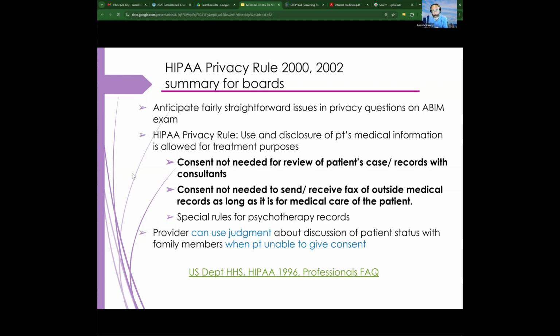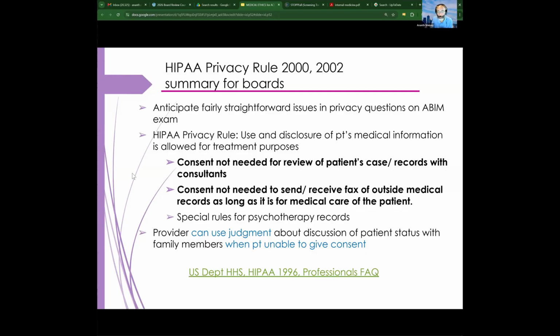And also, consent is not needed to fax or send through secure methods outside medical records as long as it is for the medical care of that patient. Which again probably goes without saying, why else would we be requesting information? Now, behavioral health, psychiatry records are our own special caveat that can have some nuances to it, but I would not expect questions about that. And you are allowed to use your judgment in regards to sharing information with family members when a patient is unable to give consent because they're altered or otherwise injured or incapacitated.